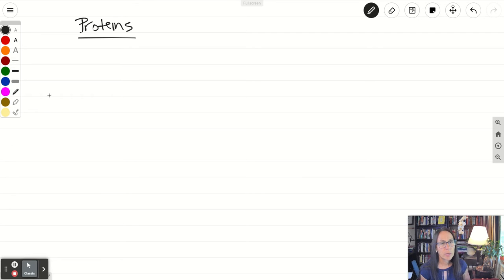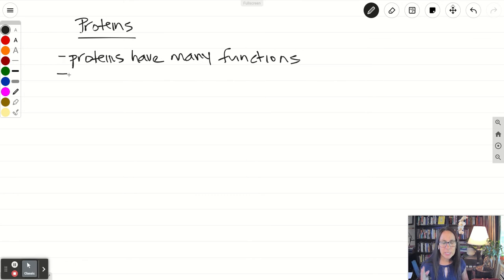And I want to point out that proteins have different functions. Let's write that down. Proteins have many functions because there are many different proteins. And there is a direct relationship between what the protein looks like and what it does. So there's this relationship between structure and function. Okay, so we're going to write that down.